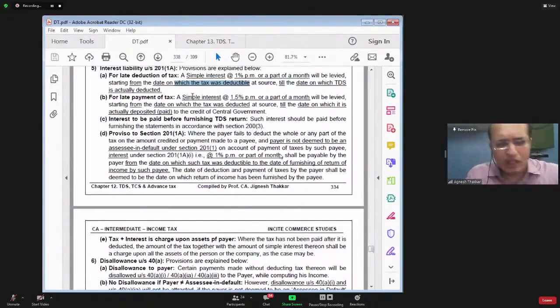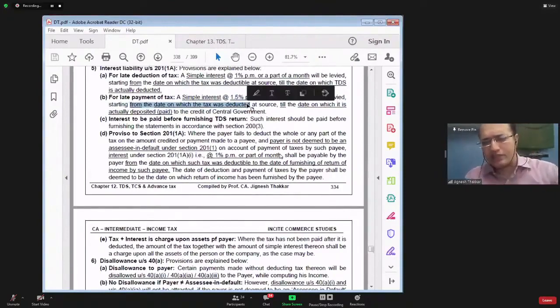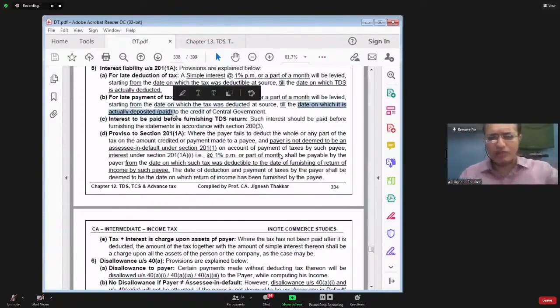Yes. Similarly, this 1.5% per month interest is required to be calculated from the date on which TDS was actually deducted to the date on which TDS is actually paid to the government. Here also, Inside Commerce Studies have not deducted TDS. So the starting date itself is not available. And they have also not paid TDS to the government. Instead of them, I have paid tax directly to the government.